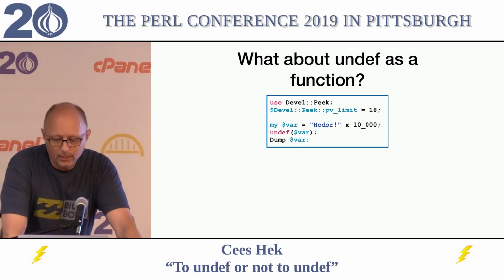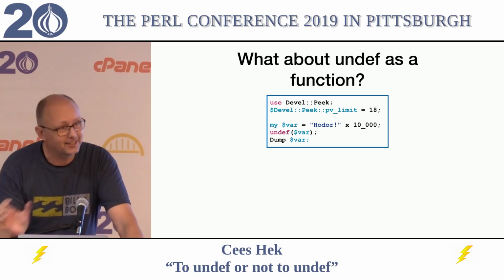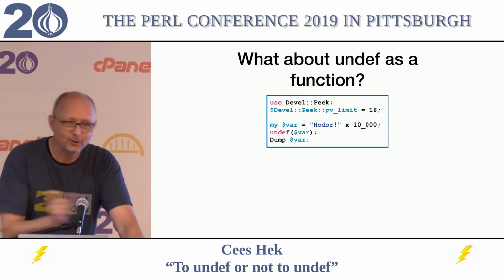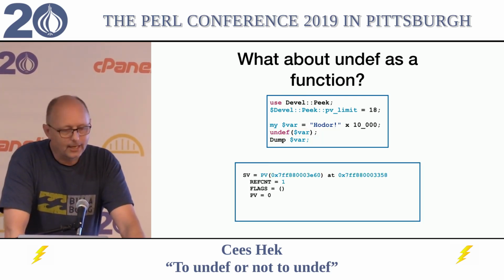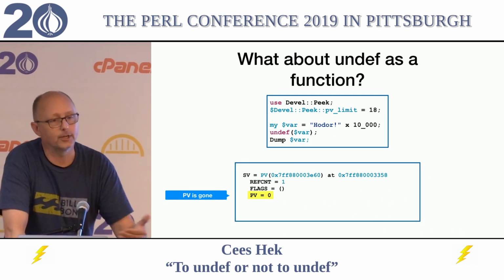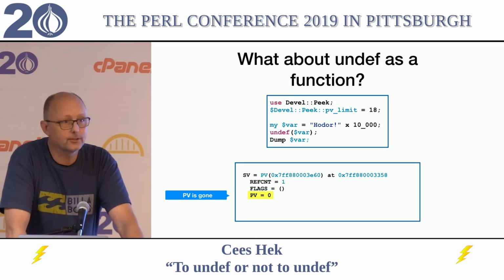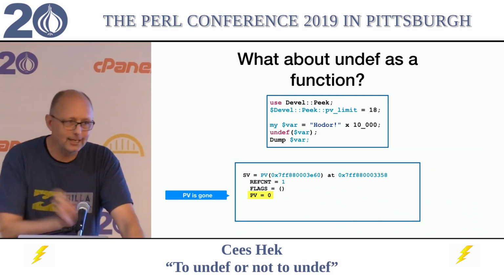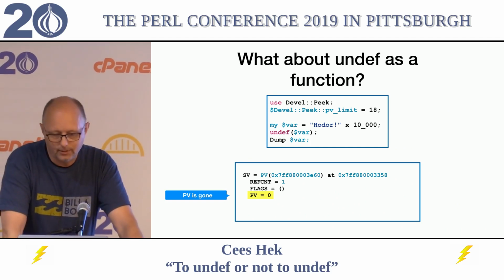What if we do it the other way? What if we pass the variable into the undef function? Because undef is actually just a function that returns an undef value. In this case, it looks a bit different, and our PV is now actually gone, so it has actually cleared up that RAM and made it available to another variable in Perl. Perl can now assign it somewhere else. Okay, so there's actually a difference between assigning undef to a variable and calling undef on a variable.